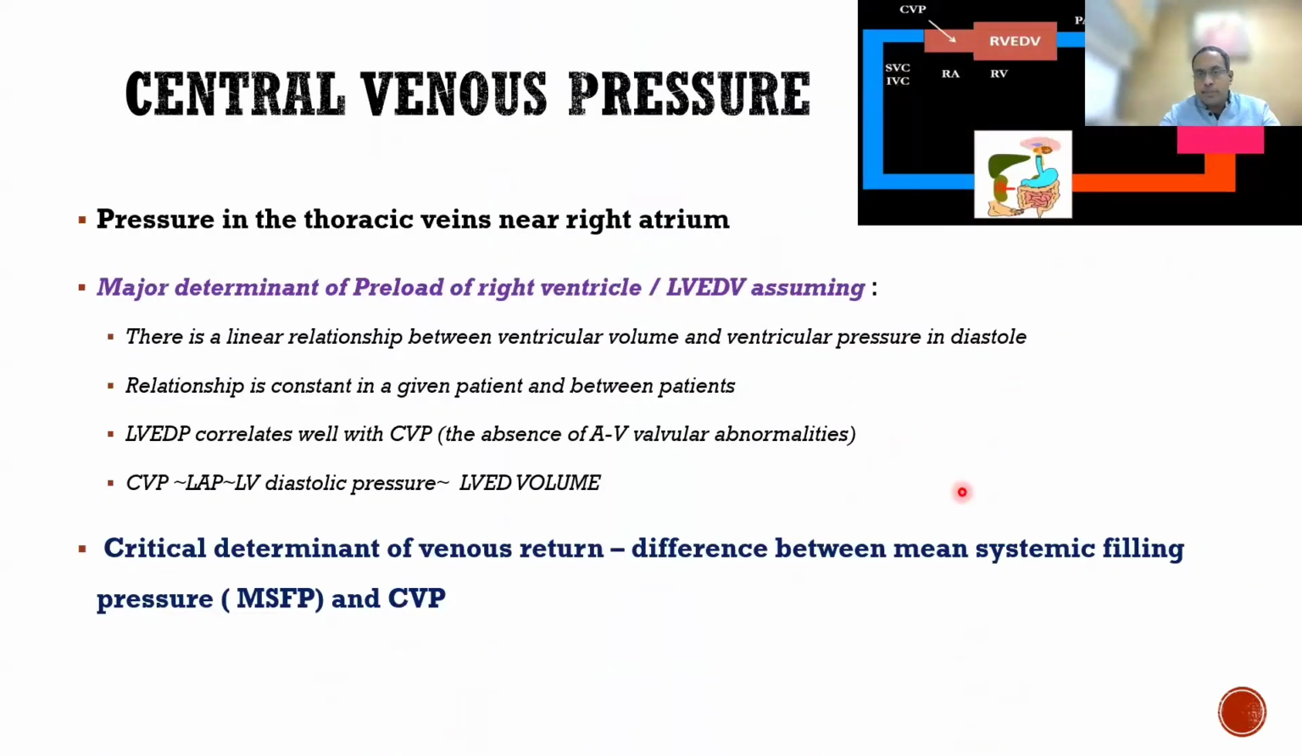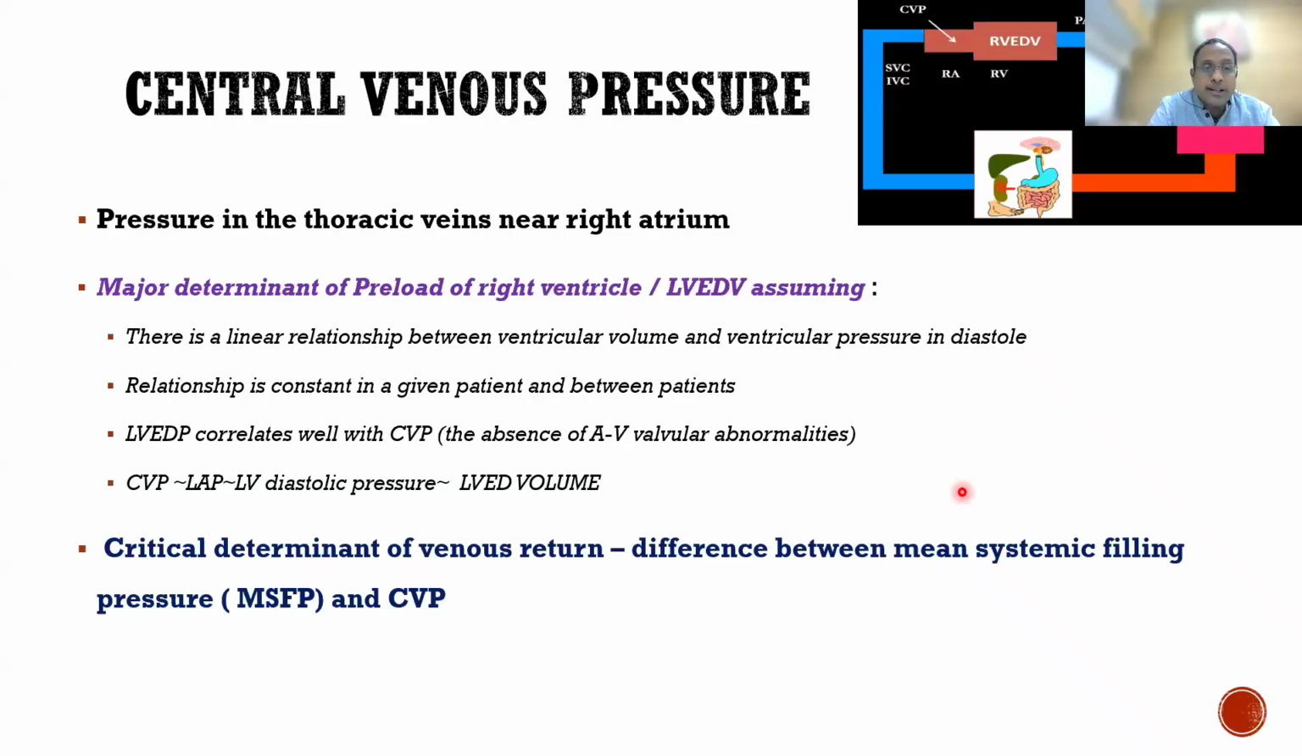Coming to the central venous pressure. Central venous pressure is a pressure in the thoracic veins near the right atrium. Everybody knows that it is a major determinant of preload of the right ventricle, or left ventricular end-diastolic volume. It was supposed to be like that, but for that, there should be a linear relationship between ventricular volume and ventricular pressure in diastole, which most critically ill patients don't have.